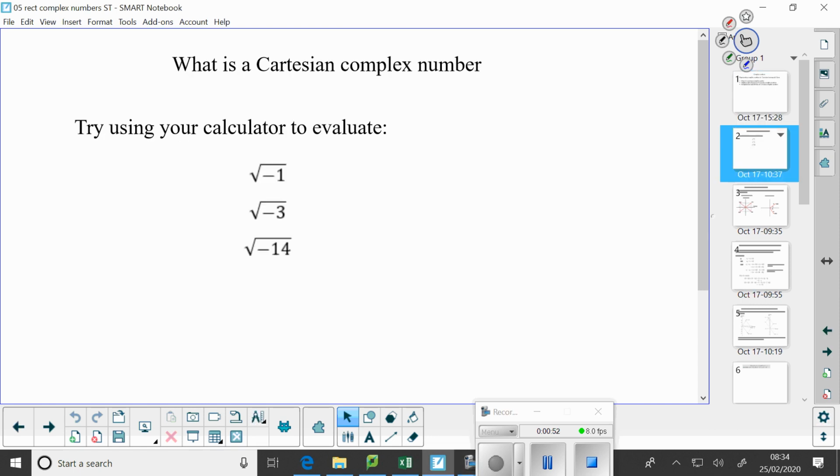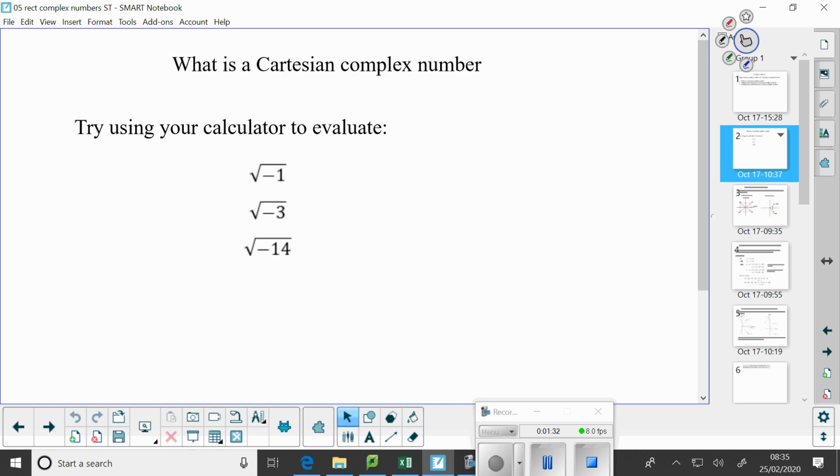Anyway, right, just get your calculator out. What happens if you try to calculate those three? Yeah, your calculator's probably dealing with that as a complex number. Yeah. Math error to all those, yeah?